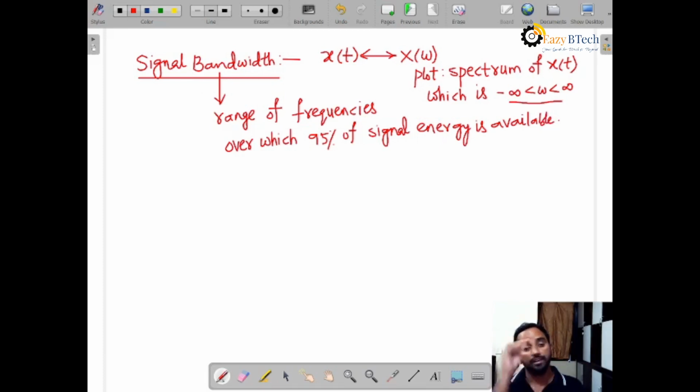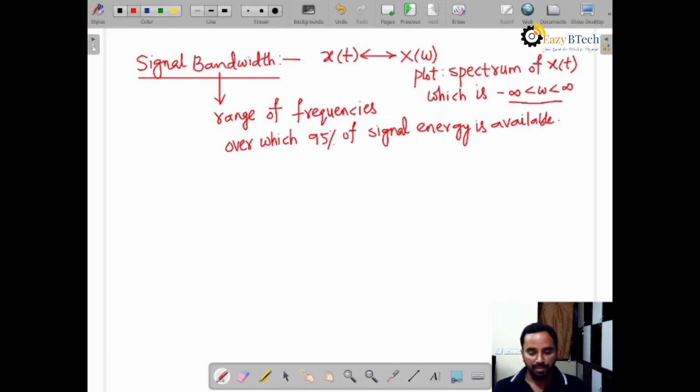So from what frequency to what frequency most of the signal energy is there, that range is called signal bandwidth. That is the signal bandwidth meaning.